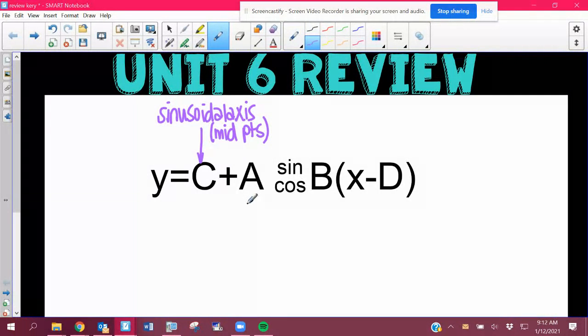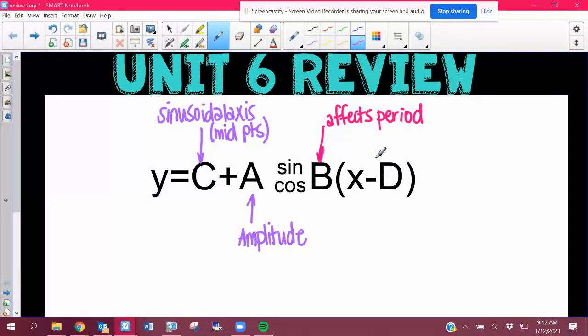Your A value is going to affect your amplitude, which is actually just that vertical stretch or shrink. It'll tell you how tall your graph is. This is true for any sine or cosine graph. The B value, remember, affects, I'm going to use a different color. The B value affects your period. It is not your period. It just affects your period. It's telling you about that horizontal stretch or compression.